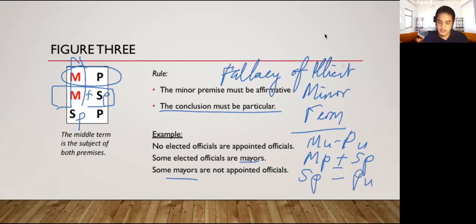Okay, let's check the validity. We have PU valid, SP and then SP valid, MU, MP, at least once taken universal, this universal middle term, valid. Minus, plus, minus. Okay? So let us make a syllogism out of the rules, following the rules. The rule states the minor premise must be affirmative.